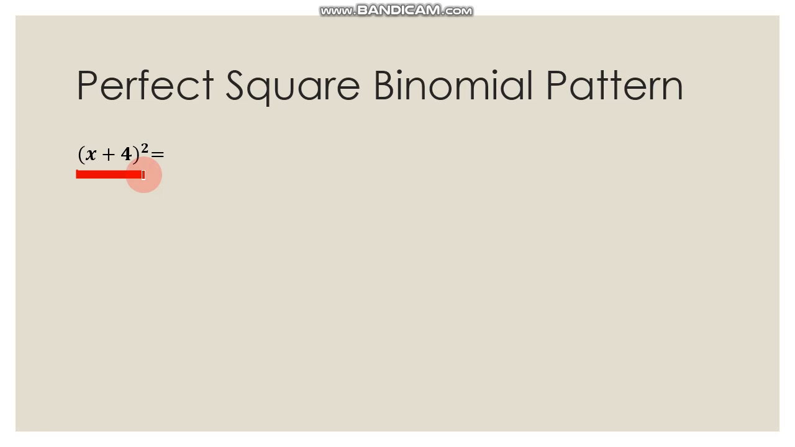To find the square of a binomial, first, square the first term. This is the first term. Then, twice the product of the two terms. So these are the two terms: 2 times x times 4. And then the square of the last term. 4 is the last term, so we square the last term.